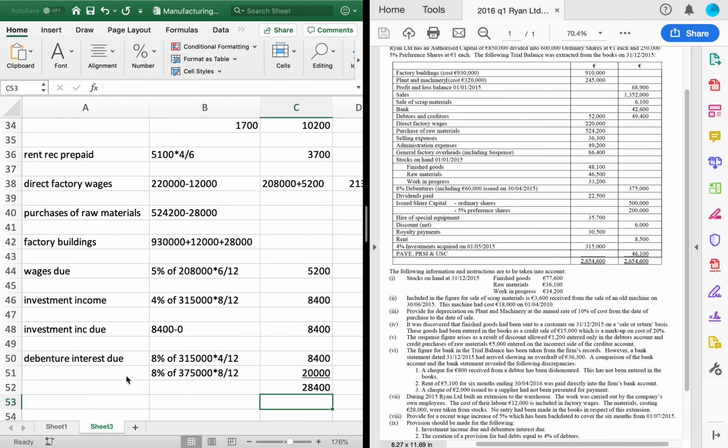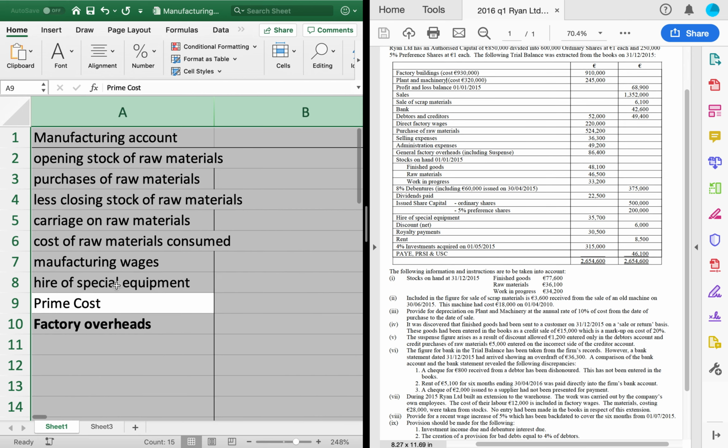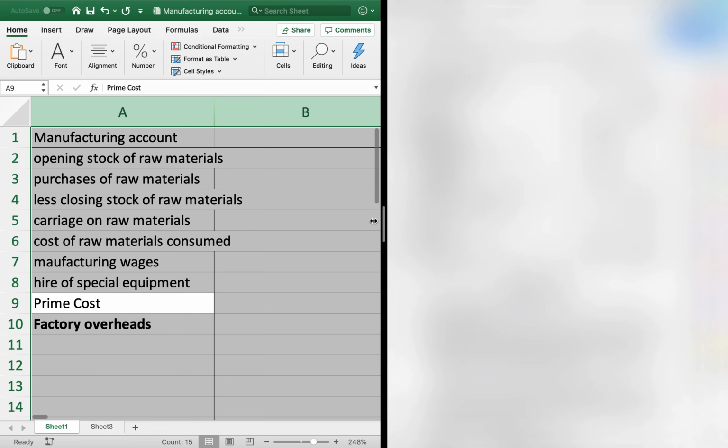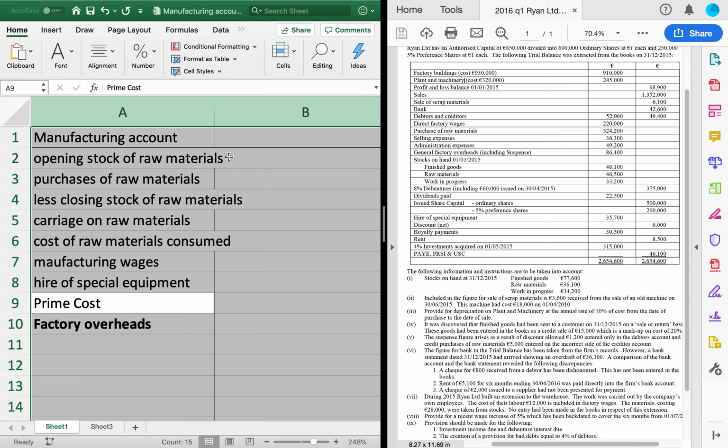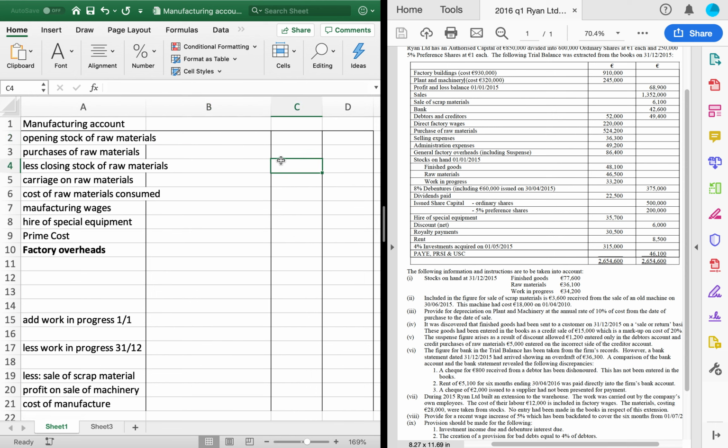But we're going to slot all those numbers into our answer. Now I'm going to do it starting from the top of the manufacturing account, working our way over. I'm just going to make this a little bit smaller, if that's okay, just so as you can see. So, as I said, we'll start at the top, opening stock of raw materials.